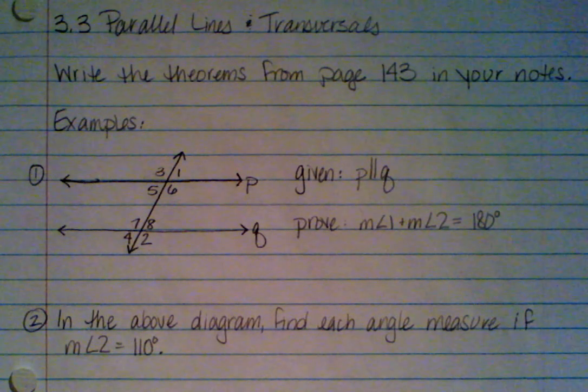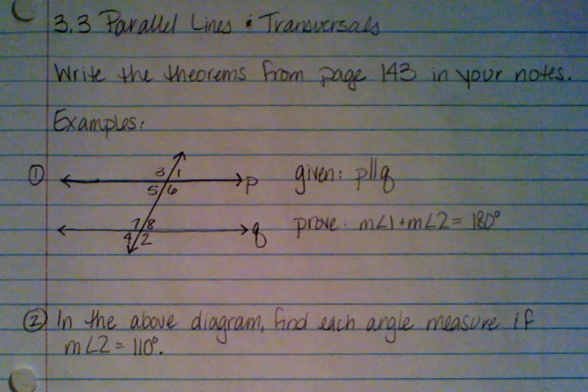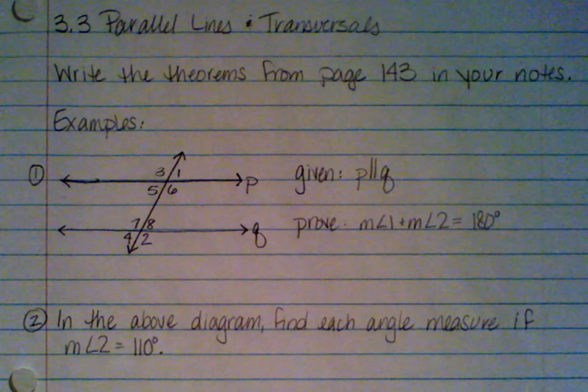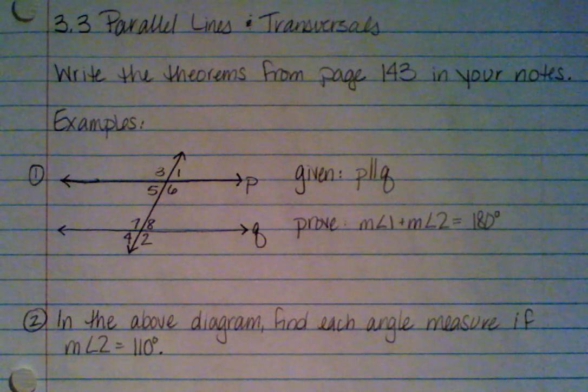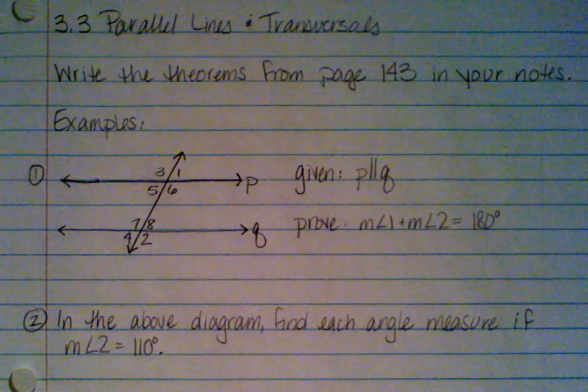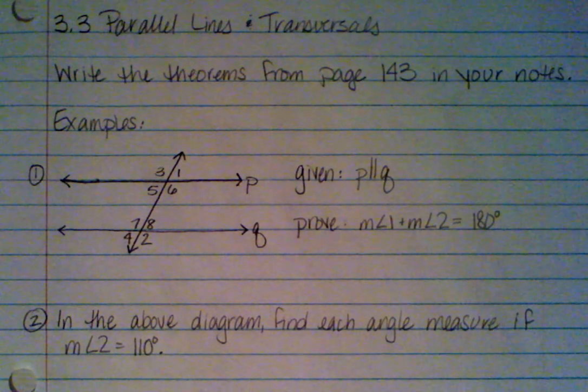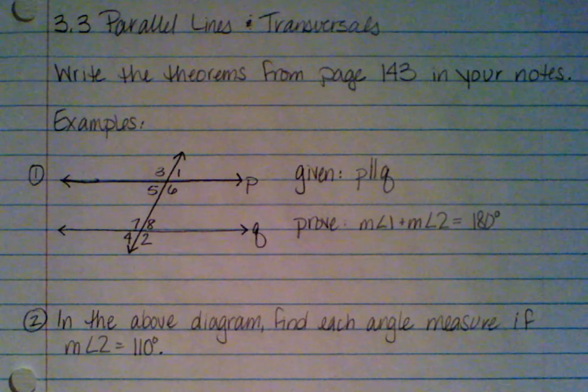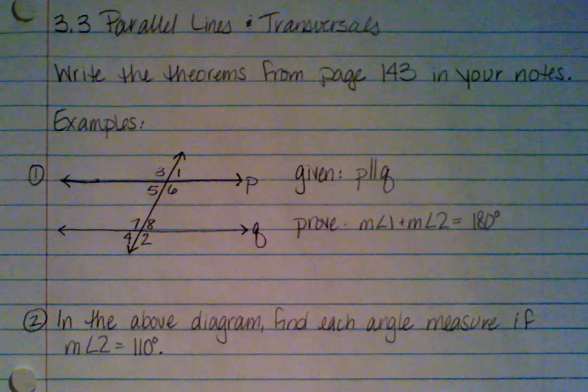All right, this is lesson 3.3 on parallel lines and transversals. And there are a number of theorems on page 143 that I would like you to write in your notes. So we have first a postulate, the corresponding angles postulate, that says if two parallel lines are cut by a transversal, then the pairs of corresponding angles are congruent. So two parallel lines cut by a transversal, then the pairs of corresponding angles are congruent.